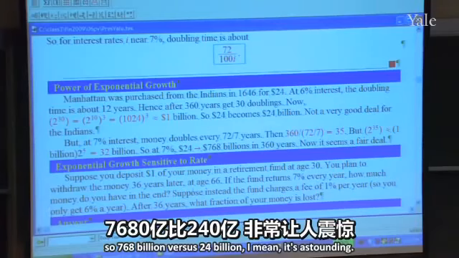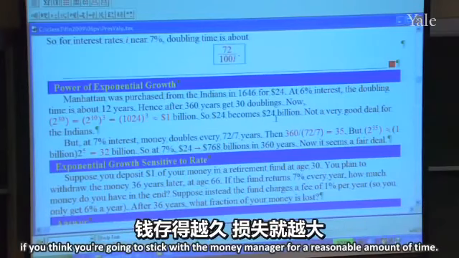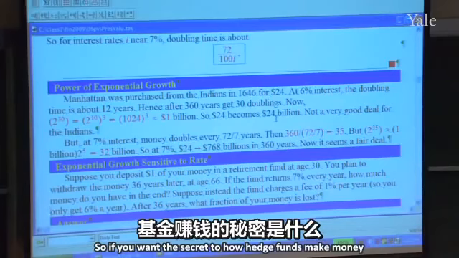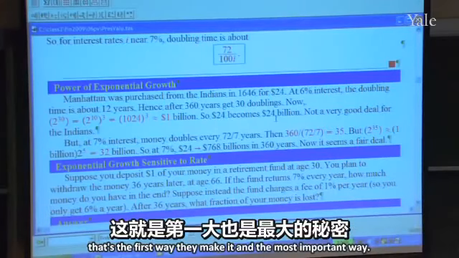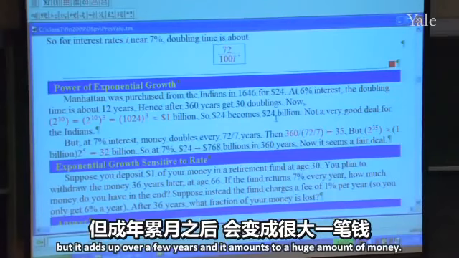So look at the percentage that got taken: 768 billion versus 24 billion. It's astounding. Giving 1% away to a money manager is giving away a fortune if you think you're going to stick with the money manager for a reasonable amount of time. If you want the secret to how hedge funds make money, that's the first and most important way. They charge a fee that sounds small, but it adds up over a few years, and it amounts to a huge amount of money.